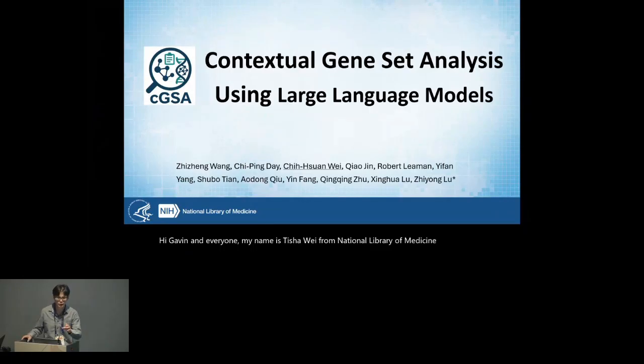Today, I would like to talk about recent research about gene set analysis using large language models, leveraging the contextual information.